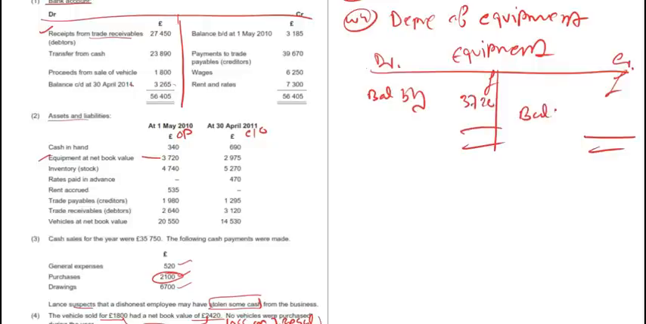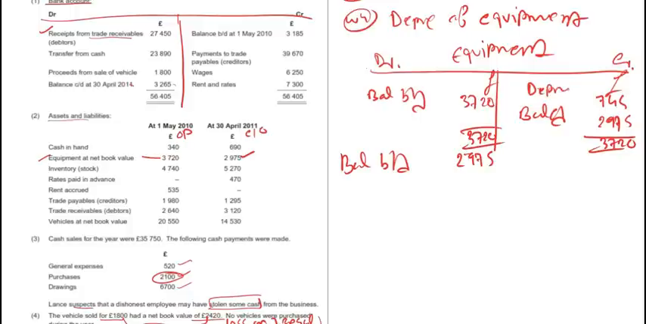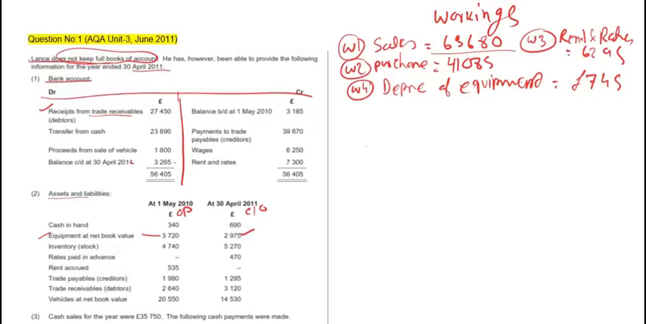Then you get balance c/d, 2975. On the other side as well it becomes balance b/d, 2975. The biggest side is 3720. Take away this figure. The remaining figure is 745. I think so, 745. Just double checking with my calculator. 3720 minus 2975. Yeah, 745 is depreciation. Okay, depreciation of equipment.